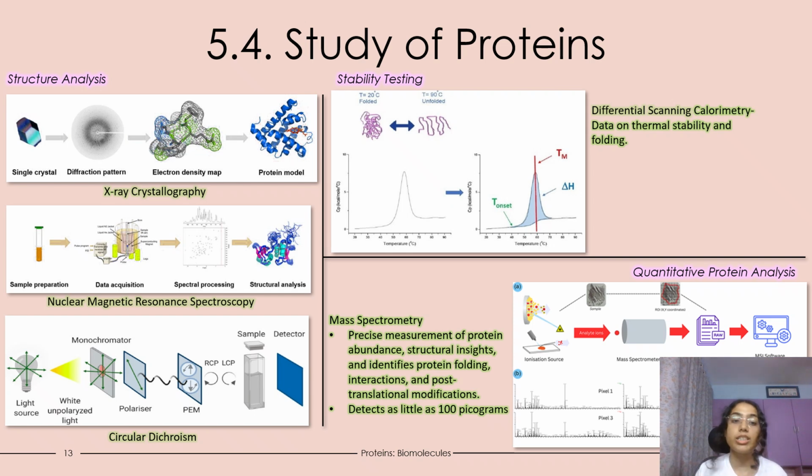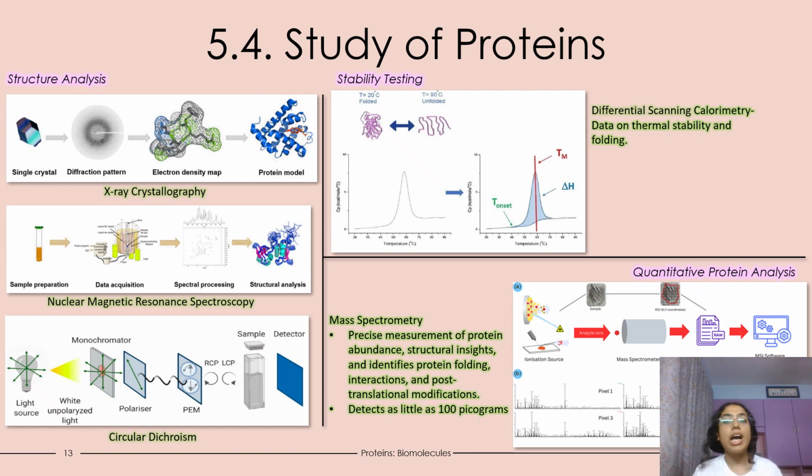Nuclear magnetic resonance spectroscopy (NMR) offers in-depth information on the three-dimensional structure, dynamics, and interactions of proteins in solutions. It's particularly well suited for small to medium-sized proteins, but it requires large amounts of purified protein and isotopic labeling, for example carbon 13, nitrogen 15, which can be resource intensive.